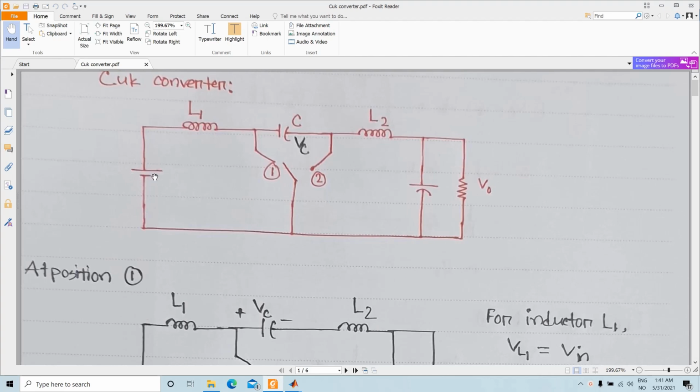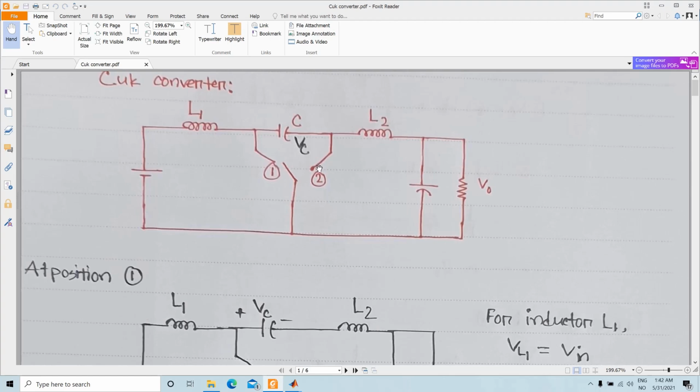We have the input voltage here, and then an inductor L1, and then a capacitor C. This is called the coupling capacitor. Sometimes I may refer to it as CC in the short form. Then we have L2, the second inductor, and a filter capacitor near the load, and here we have the load, and a switch here. This can be connected either to position 1 or position 2.